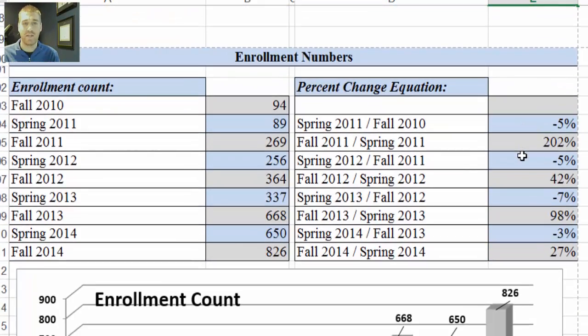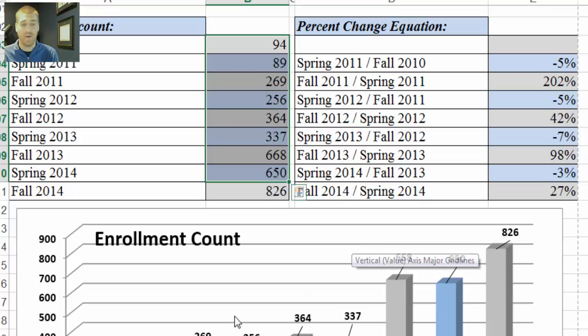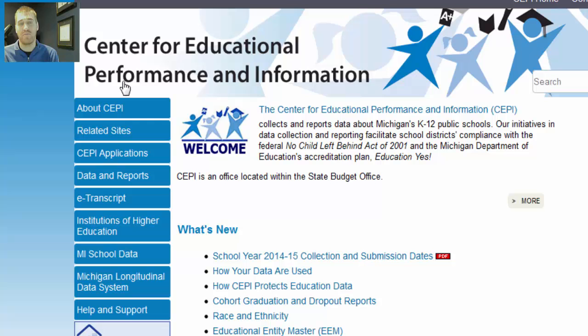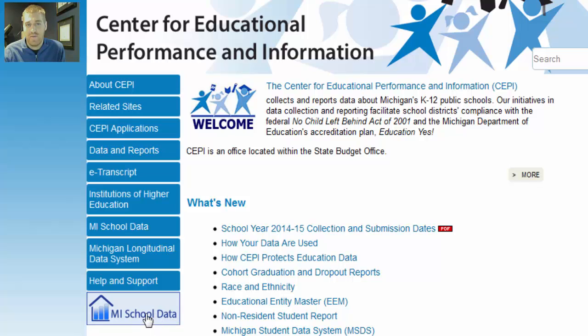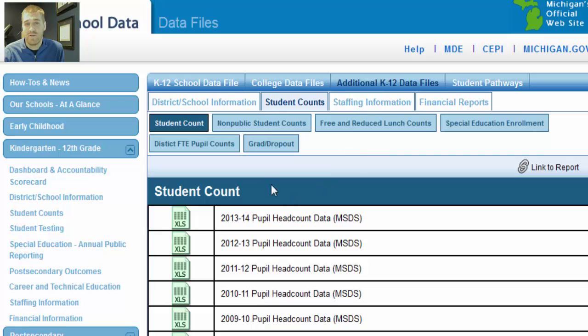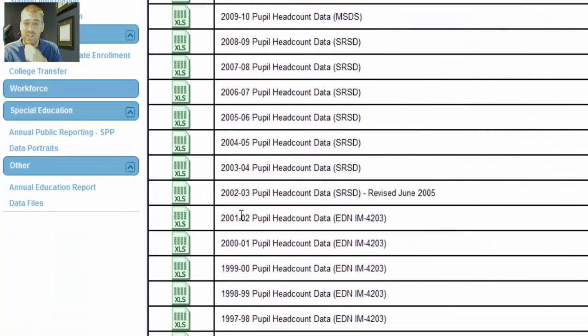Moving into page 3, this is the enrollment numbers. These numbers are derived from CEPI, which I don't like to use an acronym without explaining what it is. So CEPI is the Center for Educational Performance and Information. This is a state website that has a lot of data. To find these numbers, you go to My School Data, and then you put in what you're looking for in the filter, and then here are all the head counts, and you get these really large spreadsheets.